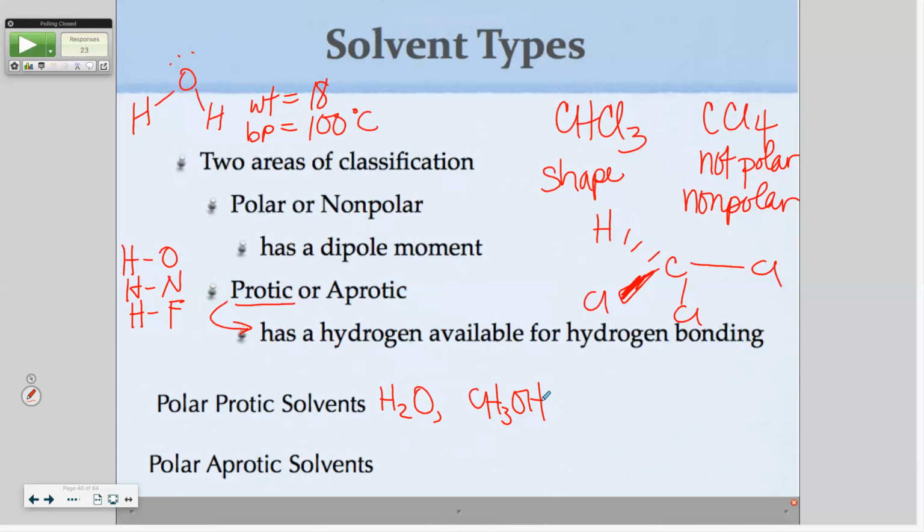Okay, so what do you think aprotic is? Hydrogen bonding. It means there is no hydrogen available for hydrogen bonding.